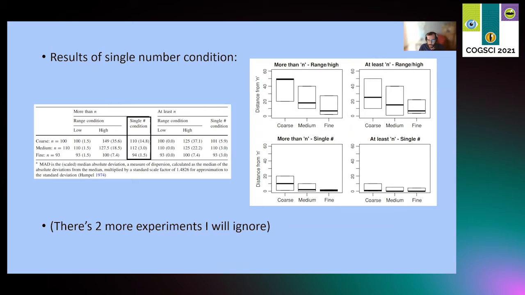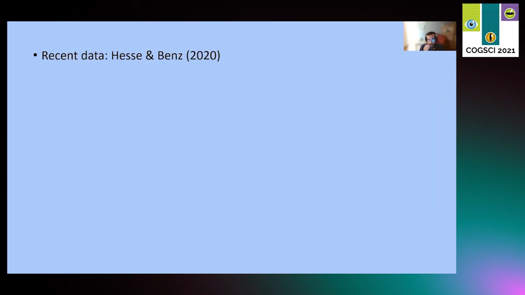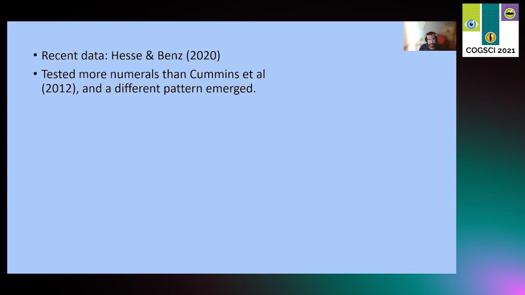They also have 2 more experiments, but I'm just going to ignore them because of time constraints. It looks like rounder numbers do indeed lead to higher estimates. Then there's more recent data from Hesse and Benz 2020, who respond directly to Cummins et al.